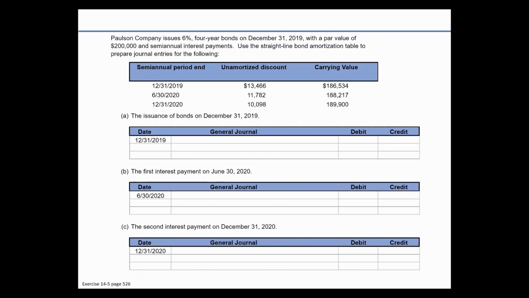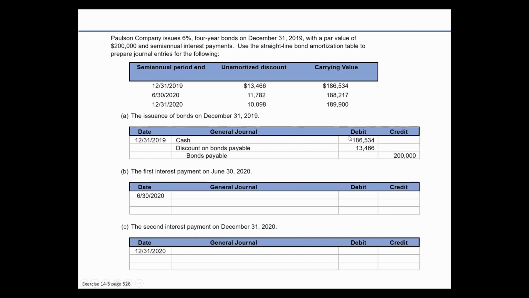Again, straight line bond issuance and discount amortization. Paulson Company issues 6% 4-year bonds on December 31st of 2019 with a par value of 200,000 and semi-annual interest payments. Use a straight line bond amortization table to prepare journal entries for the following. And so the first thing would be, we know that we're selling them at a discount. We receive cash debit of 186,534, and then a debit on the bonds payable of 13,466.